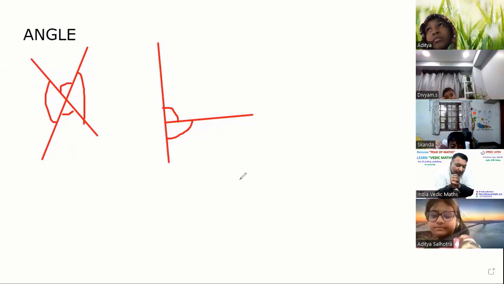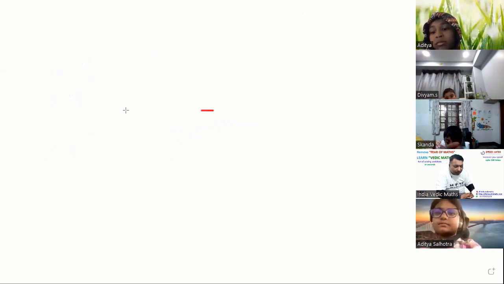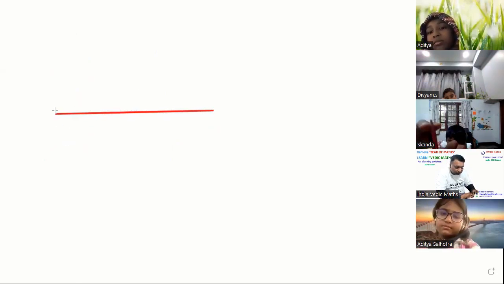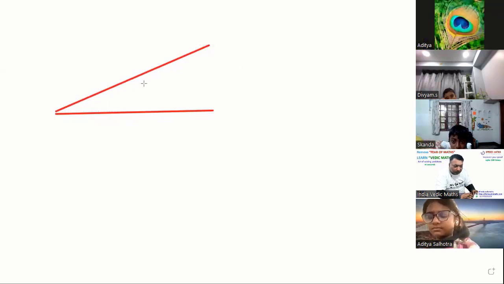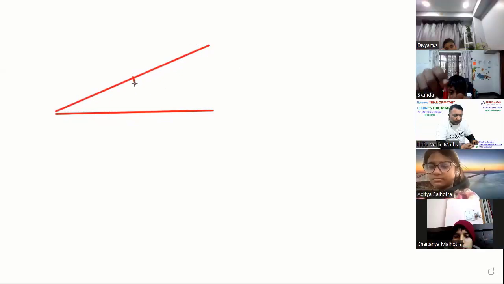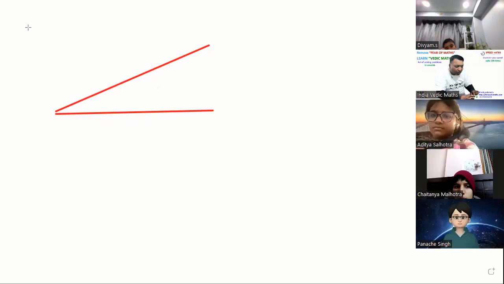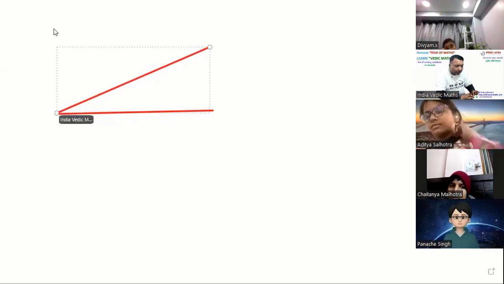So I'll ask again, Skanda, what do you mean by angle? And Panash, how will you define angle? Sir, an angle is when two straight lines meet against each other. For example, this pencil, sir, these two lines are meeting up against each other, and this black part shows the angle, sir. Good. Panash, how will you define angle now?